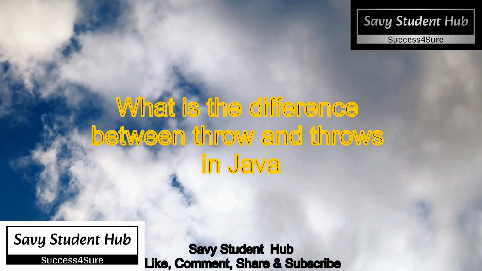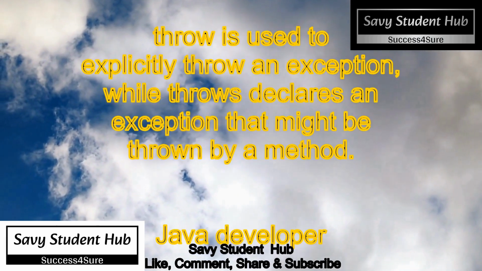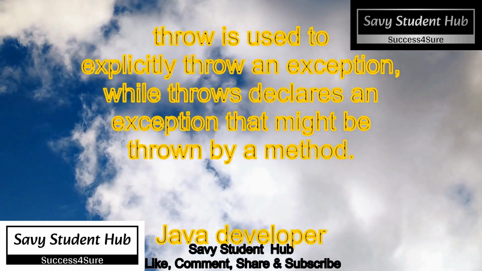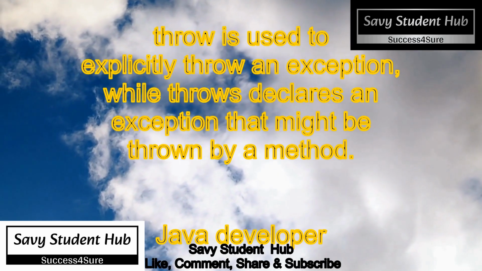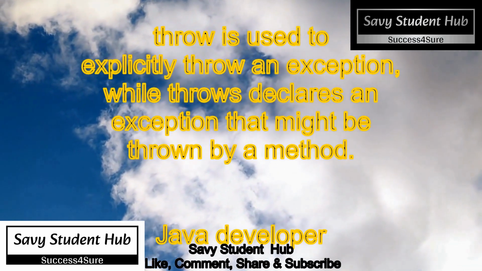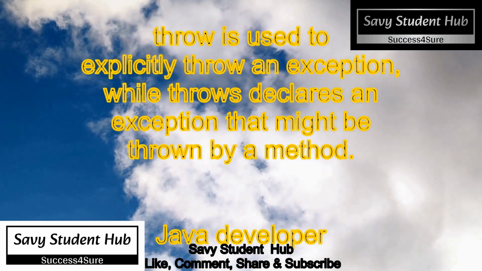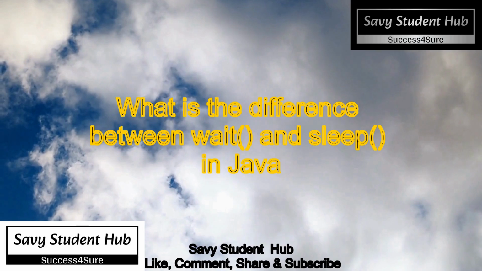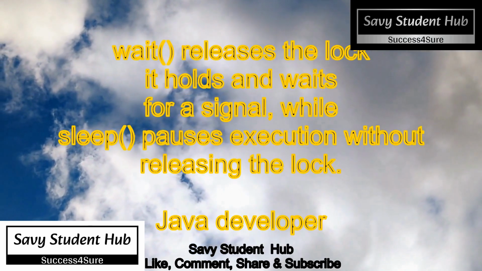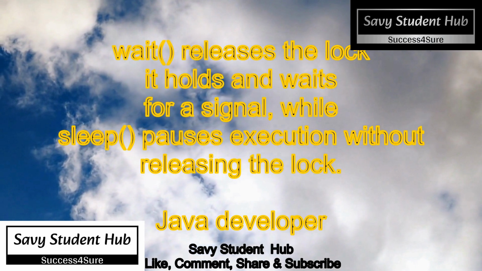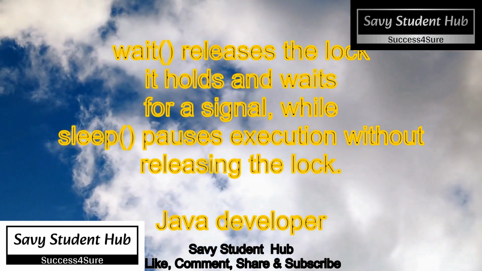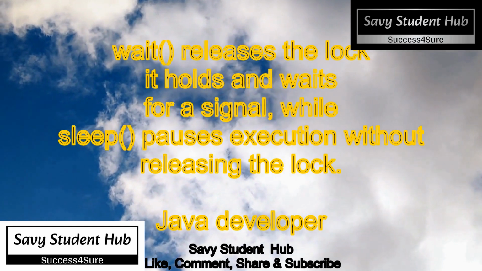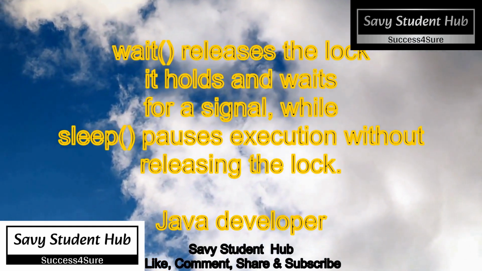Throw is used to explicitly throw an exception, while throws declares an exception that might be thrown by a method. What is the difference between wait and sleep in Java? Wait releases the lock it holds and waits for a signal, while sleep pauses execution without releasing the lock.